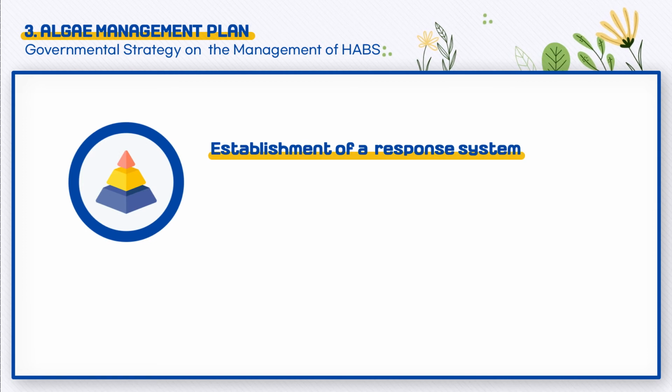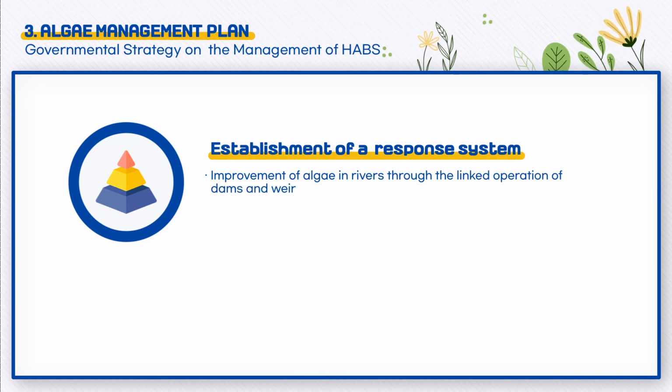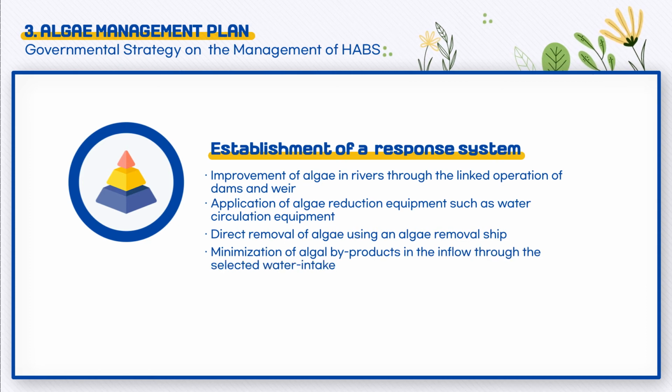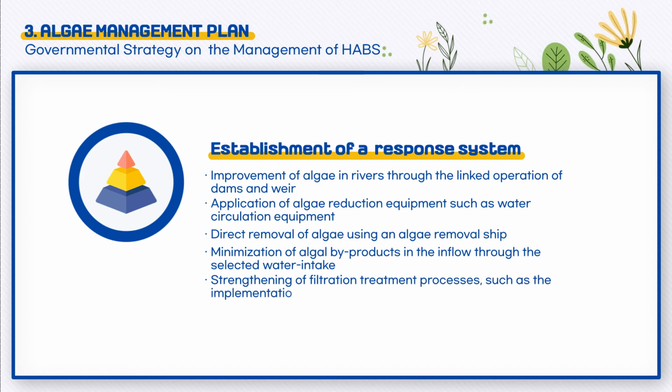Next, in order to construct and operate an effective algae response system, algae reduction equipment must be applied for the improvement of algae in rivers through the linked operation of dams and weirs, and the use of water circulation equipment. Although algae can be directly removed using an algae removal ship when needed, the inflow of byproducts of algae must be minimized through selected water intake, and advanced filtration treatment technologies must be implemented to strengthen the filtration treatment process.